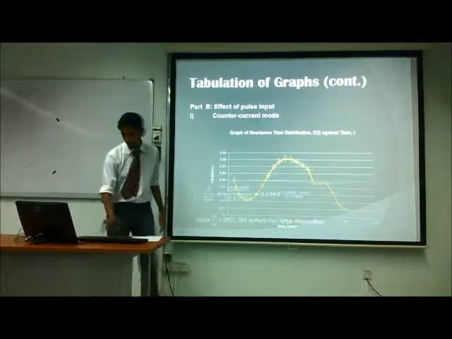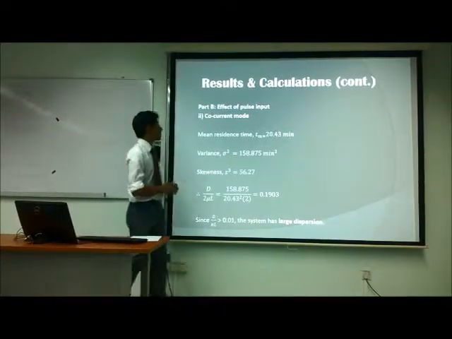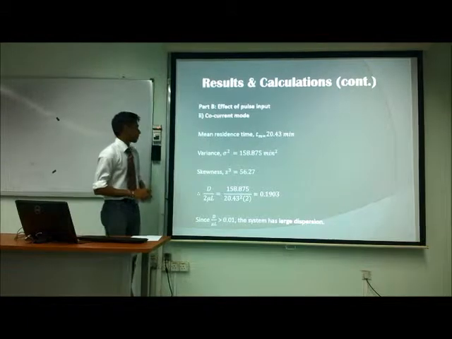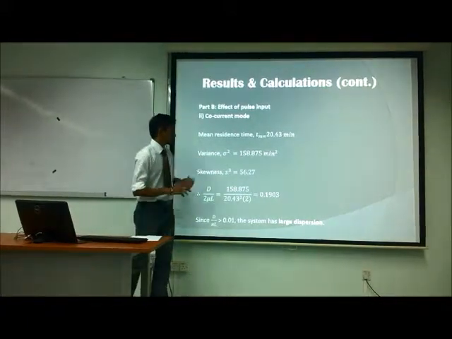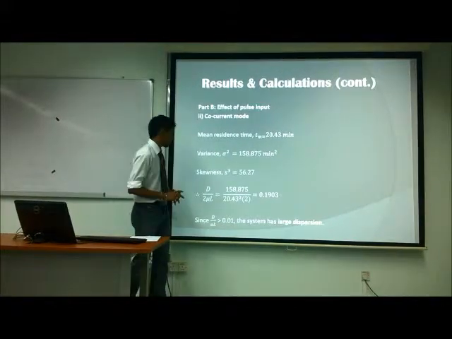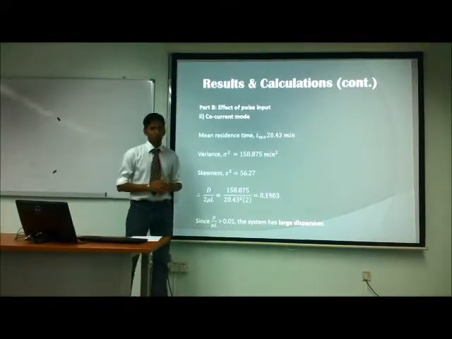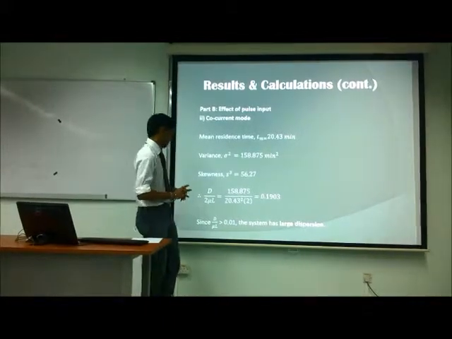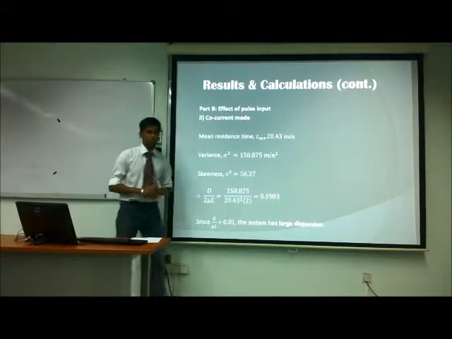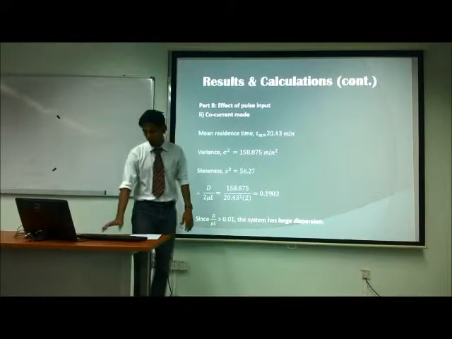So here, for part B, effect of pulse input, co-current mode. The mean residence time is 20.43 minutes, the variance is 158.875 minutes squared, the skewness is equal to 56.27, and the dispersion here is 0.1903. So since the dispersion is still larger than 0.01, it has a larger dispersion.